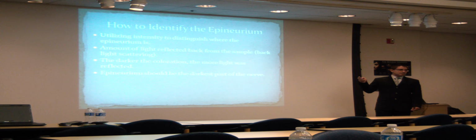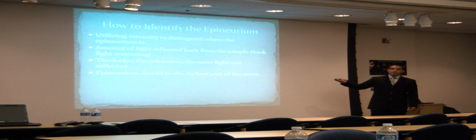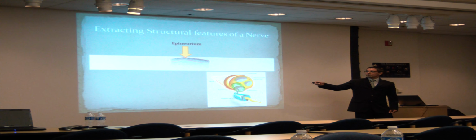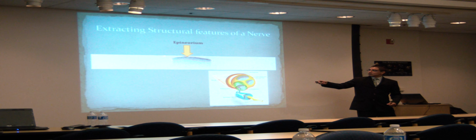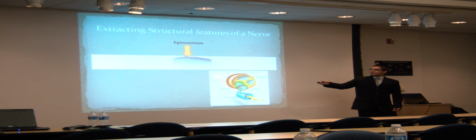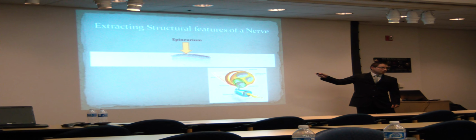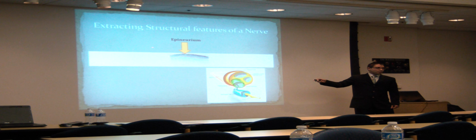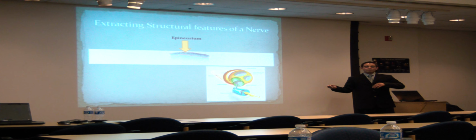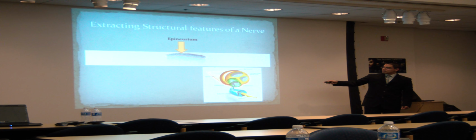What's expected for us to see from the two-dimensional image is that as light shines through here and is reflected, if we plot this image, we're expected to see a certain spike in the amount of reflection. And as it's passing through the epineurium, we expect it to remain somewhat constant or slowly decrease. And once it goes past the epineurium, there's another spike, which marks the end of the epineurium.